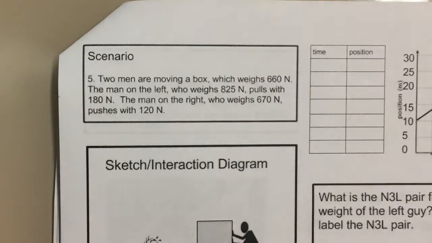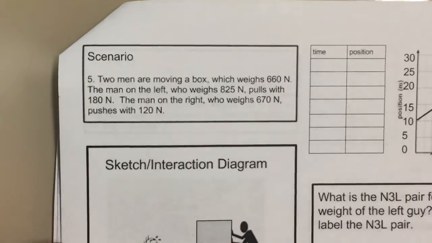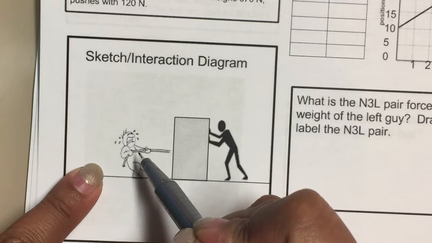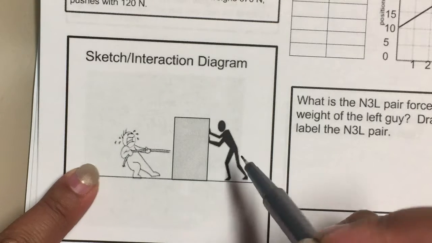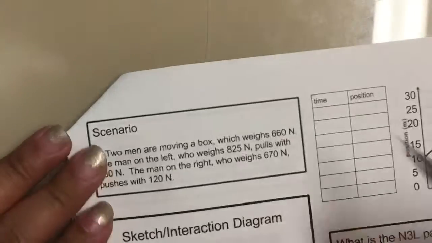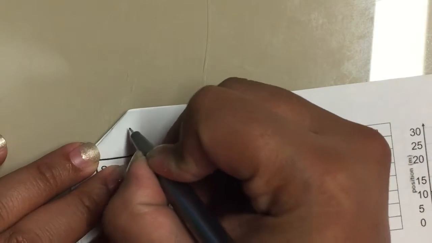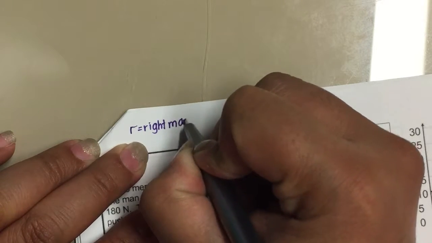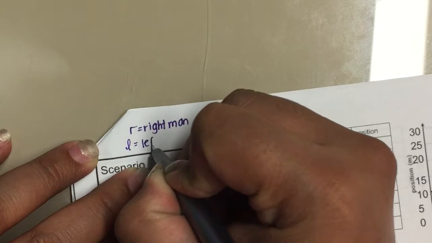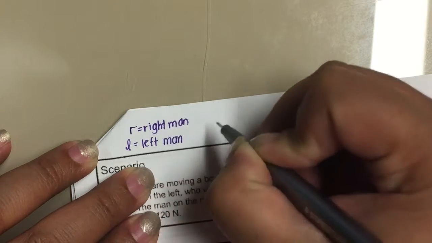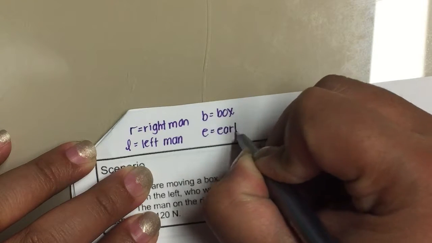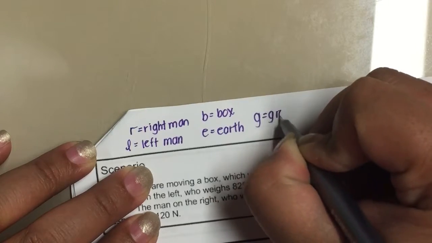This is Thanksgiving practice number 5. So we are going to first of all start by identifying our letters. We have the left man, the box, the right man, the ground, and the earth. So we're going to use the letter R for right man. We're going to use the letter L for left man. We're going to use the letter B for box, E for earth, and G for ground.